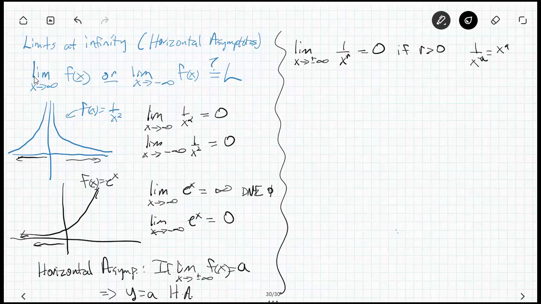However, if r is greater than 0, this guy's always going to go to 0. Just think of your numbers. Even if it's teeny tiny, x to the 0.00001, well, remember, infinity is super patient and it gets really big. So it will eventually get so huge that this is equal to 0.